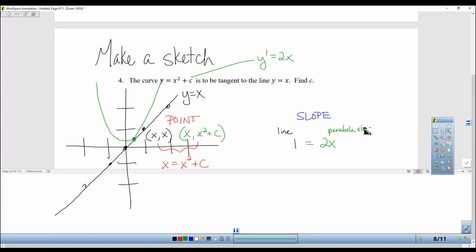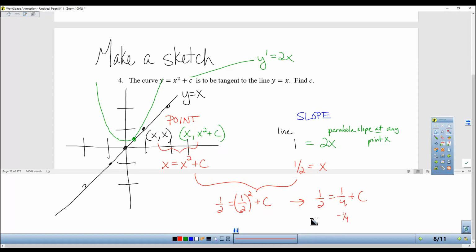Parabola slope at any point x. So specifically, to have a slope of 1, x would have to equal 1/2. Now that I know that x is 1/2, I can put these two together and say 1/2 is equal to 1/2 squared plus c. That gives us 1/2 is equal to 1/4 plus c.